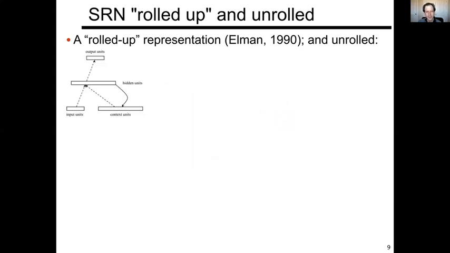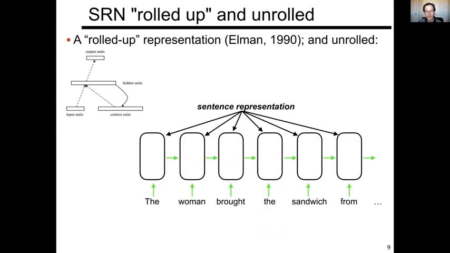I just want to emphasize that that is equivalent to the unrolled representation that we saw before. Notice once again that the weights in the model, which contain all the information, all the knowledge in the model, are fitted and learned to do next word prediction in the simple recurrent network.